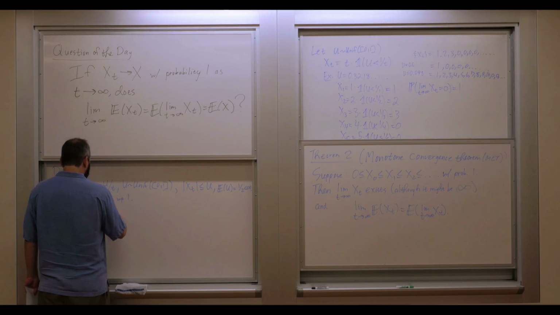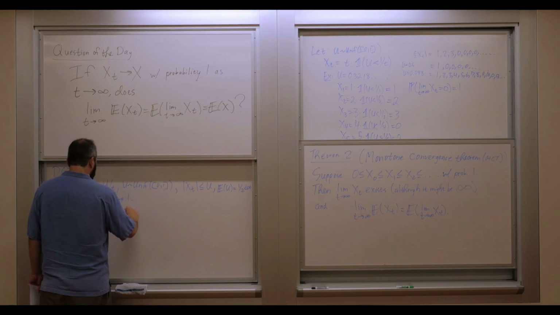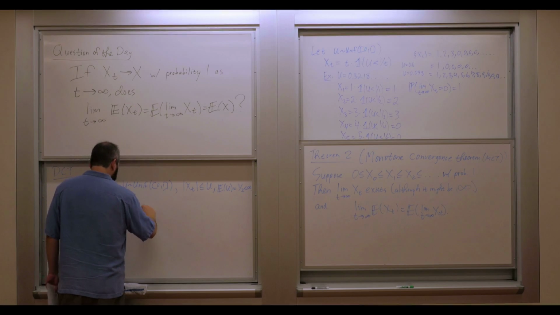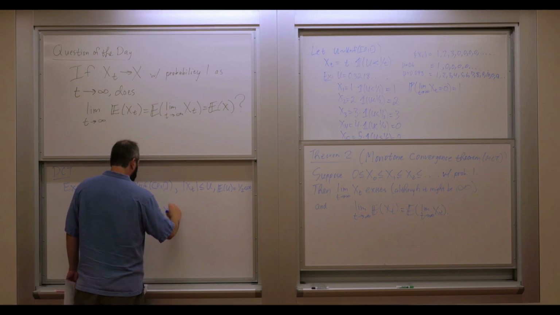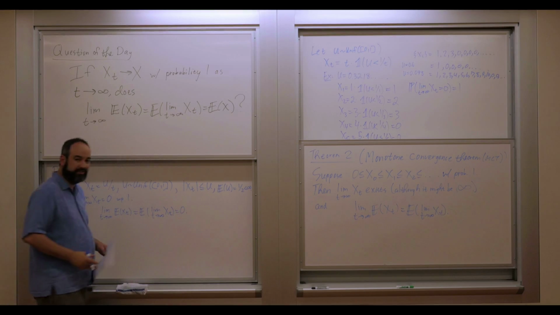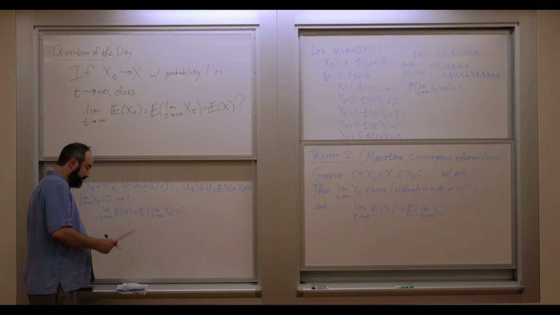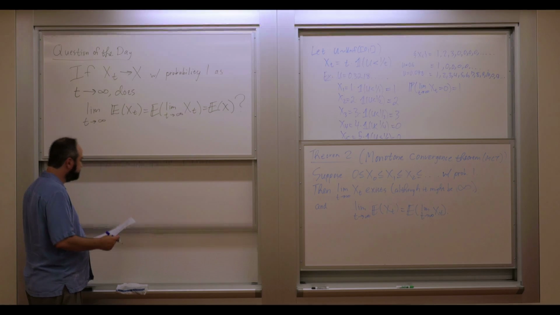Therefore, we can say that the limit as t goes to infinity of the expected value of X of t equals the expected value of the limit as t goes to infinity of X of t, which equals 0. So that was a nice example. That was our first example.